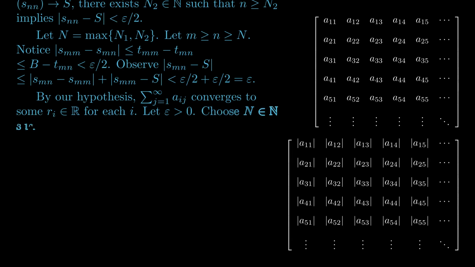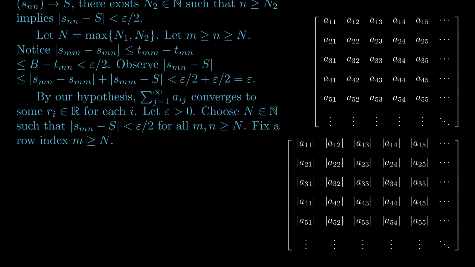Let's choose big N in the naturals, such that the absolute value of S_mn minus S is less than epsilon over 2 for all m and n greater than or equal to big N. And we know we can do this by our prior result. In that prior result, our conclusion was less than epsilon, but that was an arbitrary epsilon. And so we can use whatever we want for this new convergence argument. So let's use epsilon over 2.